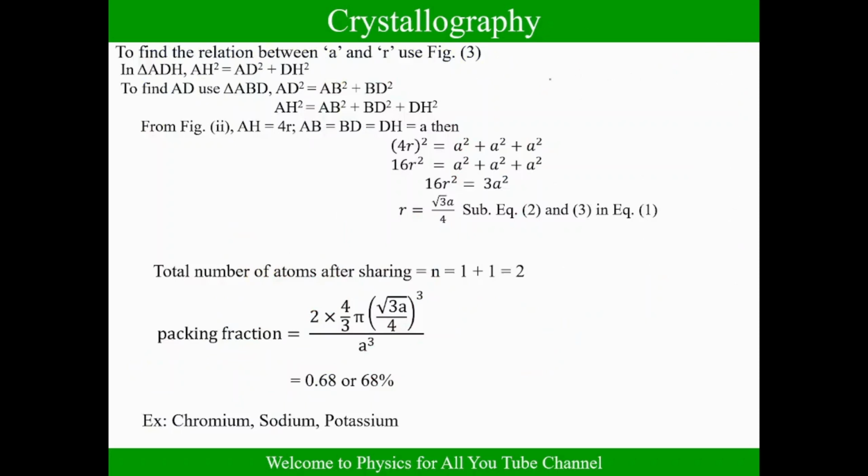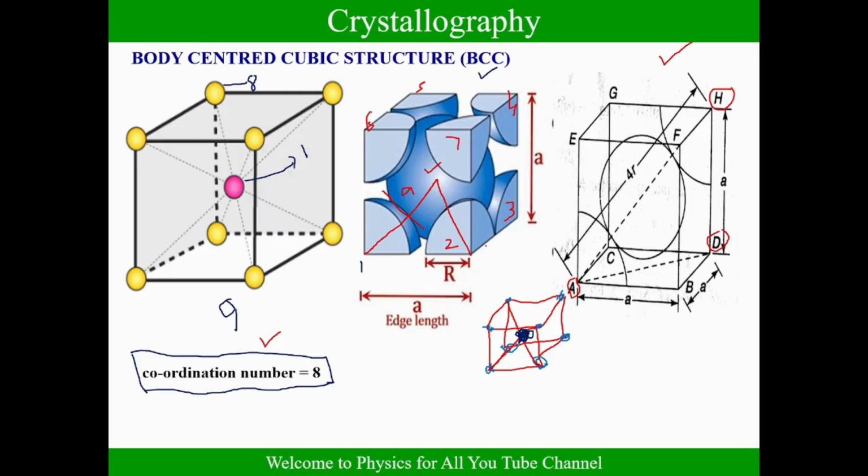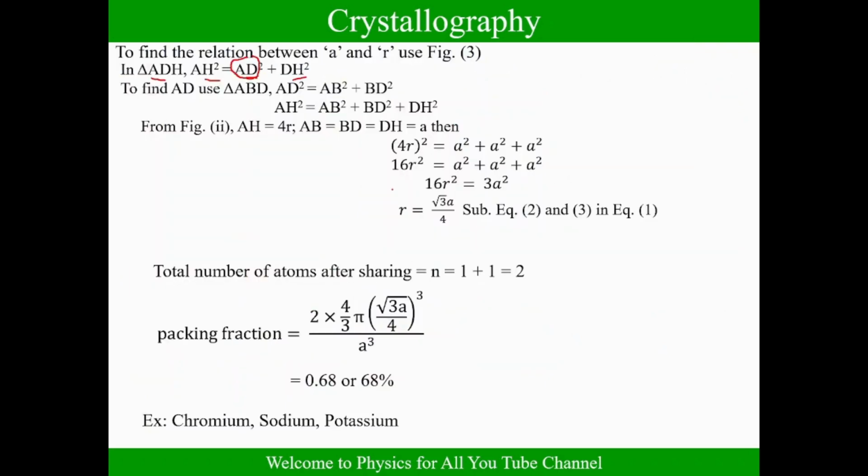From this Pythagoras theorem, in triangle ADH, AH square is equal to AD square plus DH square. Now in this equation, we don't know the length of AD. So to find the length of AD, we have to consider the triangle ABD. Now in the triangle ABD, we calculate AD square again by using the same Pythagoras theorem. AD square is equal to AB square plus BD square.